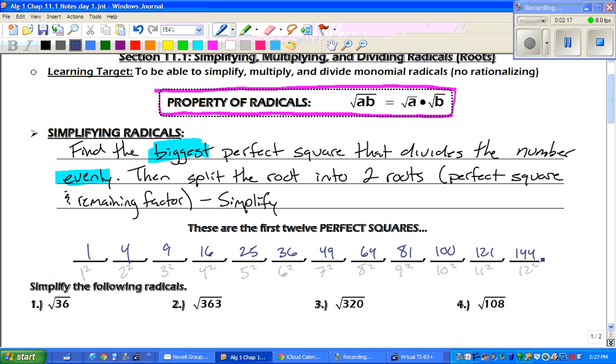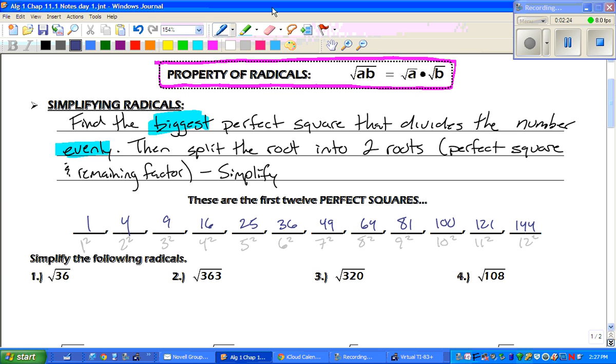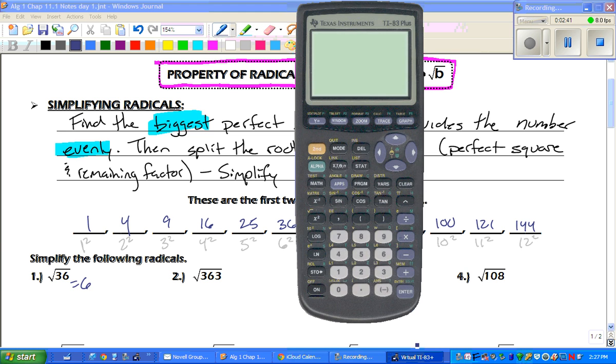Okay, so simplify the following radicals. What is the square root of 36? Well, the first thing you always want to do is see if this number is on this list. And it is. The square root of 36 is 6. So when you simplify this, you would just write 6. Now, if you were using your calculator, you would write the square root of 36, and then it's going to give you a number. And that's simplified. That's exactly what we want.